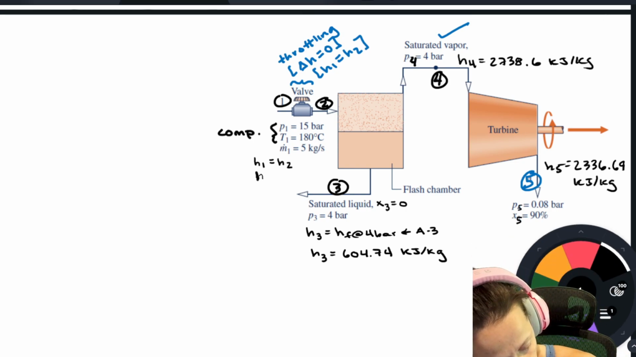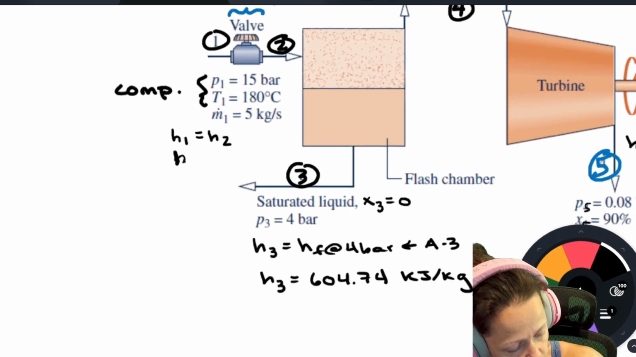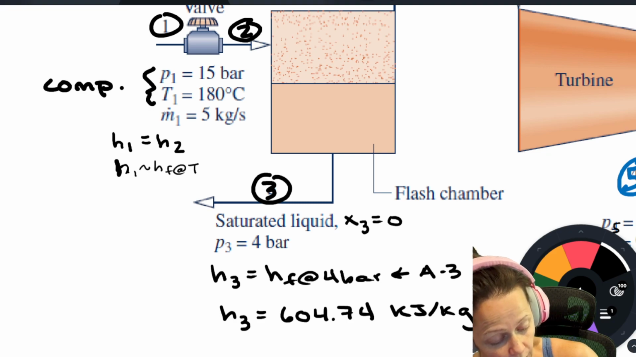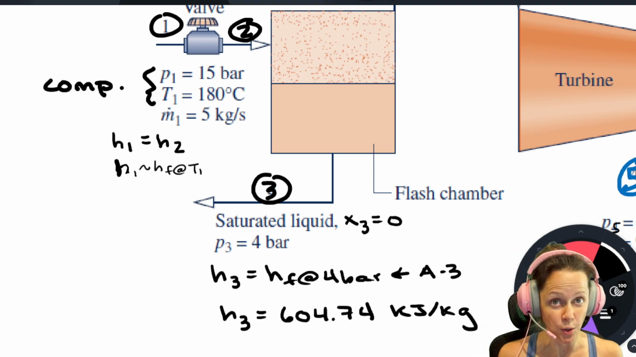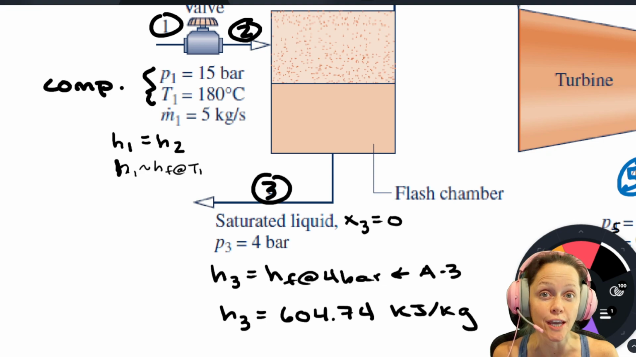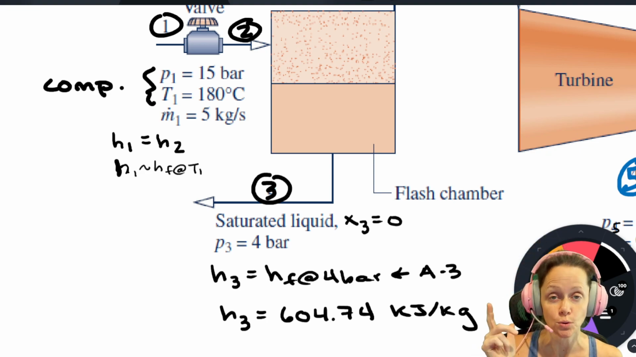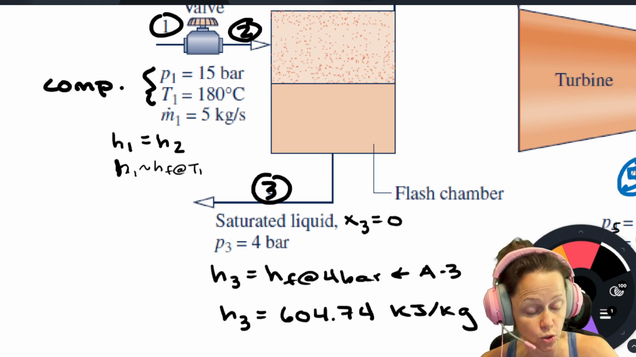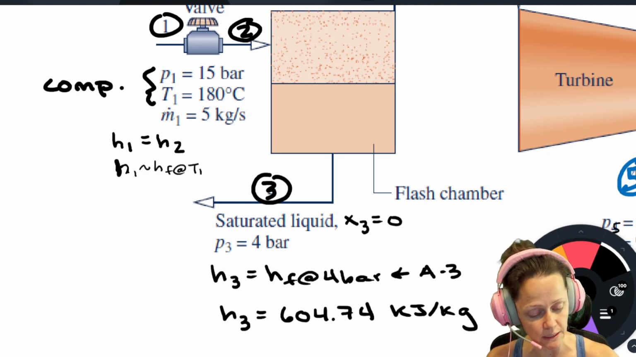My h1 is approximately h sub f at T. Why am I doing that? Because it is a compressed liquid, and so we can use a compressed liquid approximation, and that's what we're doing. So it's compressed, using a compressed liquid approximation, h sub f at T. So I need to go to the saturated tables that are organized by temperature.